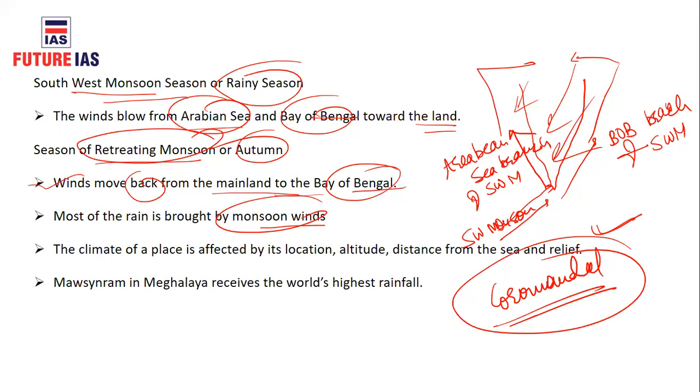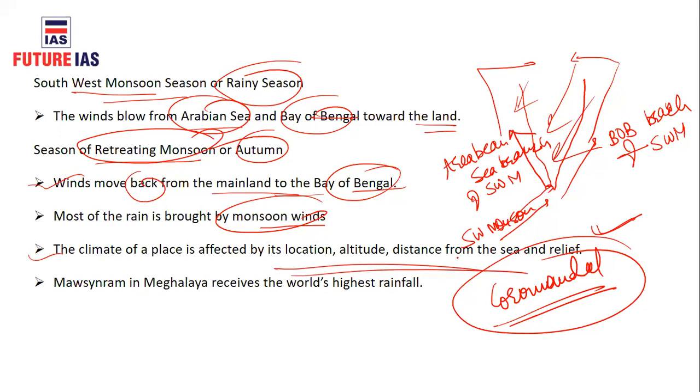Nowhere else in our country will you have the rainfall. Only in the Coromandel coast, precisely the coastal area of Tamil Nadu and the coastal area of Andhra, you will have plenty of rainfall. Okay, so in the month of December. All right. So that's all.